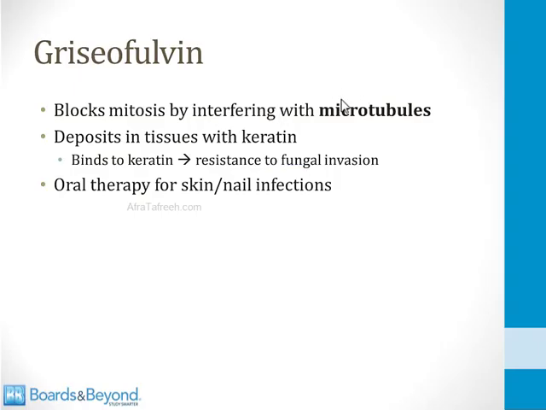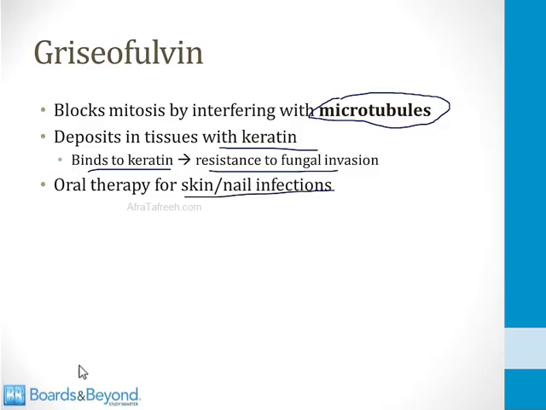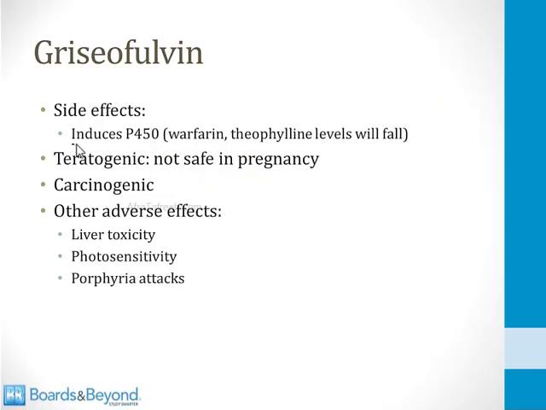It blocks mitosis by interfering with microtubule function. It deposits in tissue with keratin, and recall that dermatophytes are fungi that feed on keratin, so the fact that this drug deposits in tissues with keratin makes it very effective in treating dermatophytes. It binds to keratin and makes tissues resistant to fungal invasion, and it's often used as therapy for skin and nail infection. One of the side effects of griseofulvin is that it induces the P450 enzyme system in the liver.